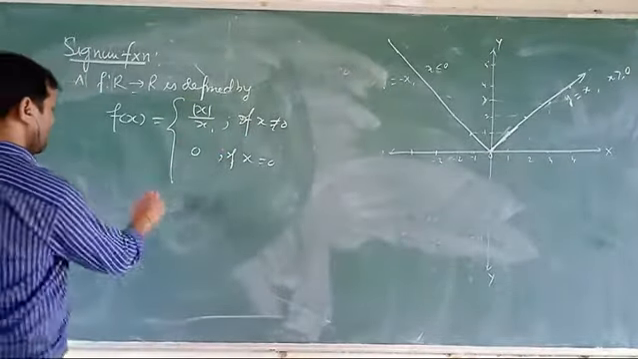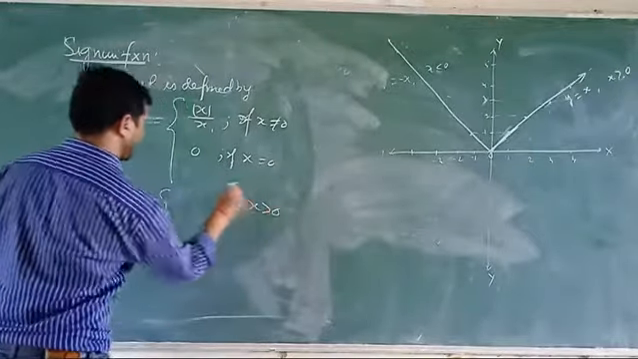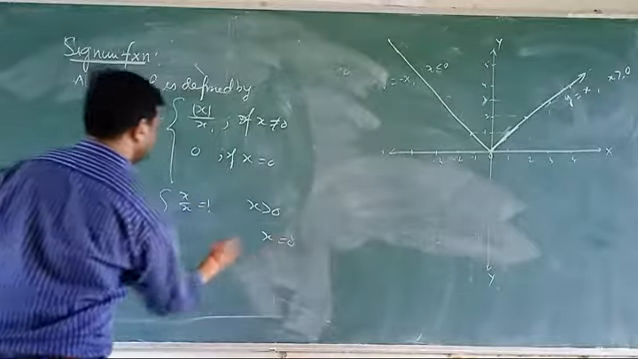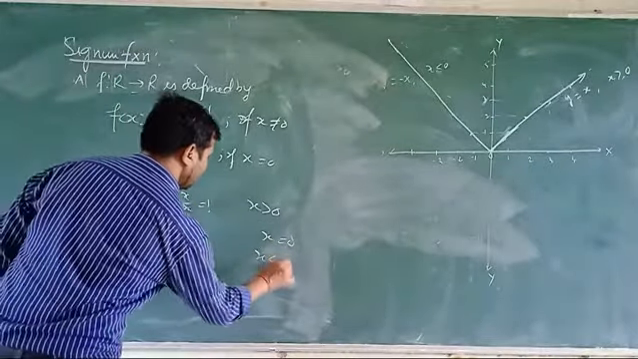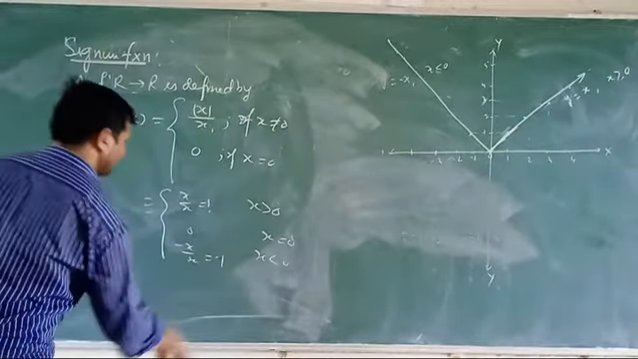When x is greater than 0 then here it becomes x upon x equal to 1. When x equal to 0 then here becomes 0. If x is less than 0 then here it becomes minus x upon x equal to minus 1.